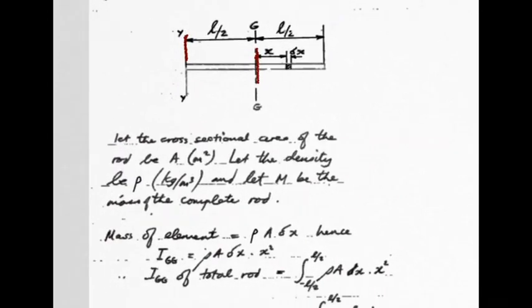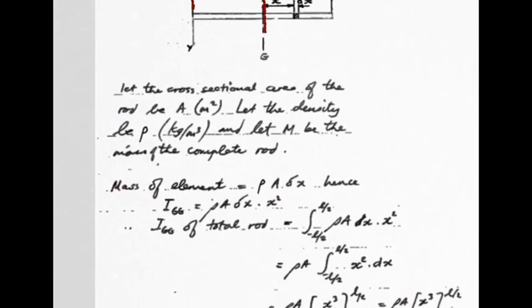So the mass of each element would be its density times its cross-sectional area times that very thin thickness it had of del x. So IgG, the mass moment of inertia about axis GG, would be rho A del x, which was mass, multiplied by, remember what we do, we multiply by distance to the axis squared, which in our case is x for this little elementary piece. x squared would then be that squared.